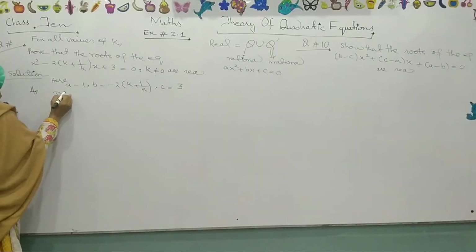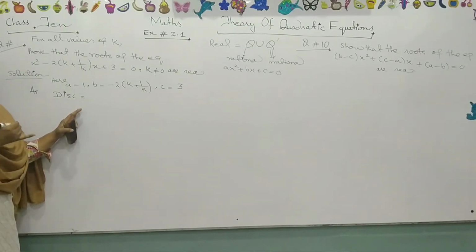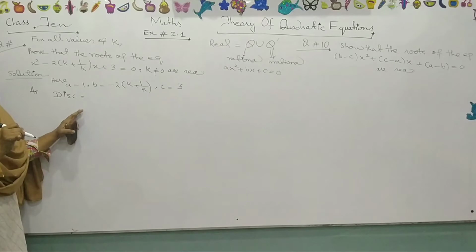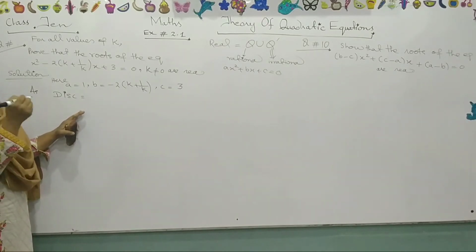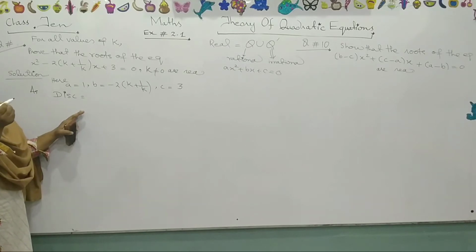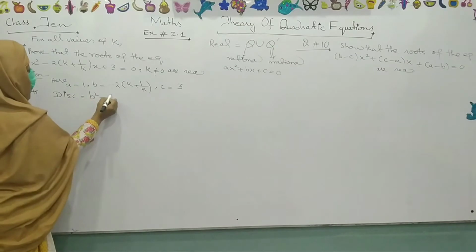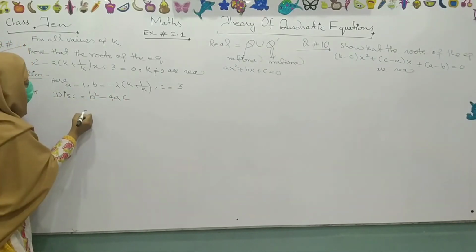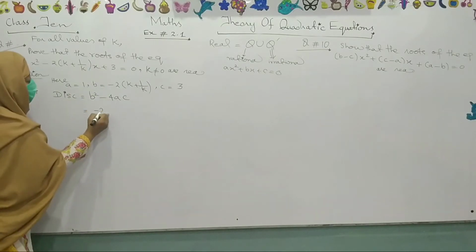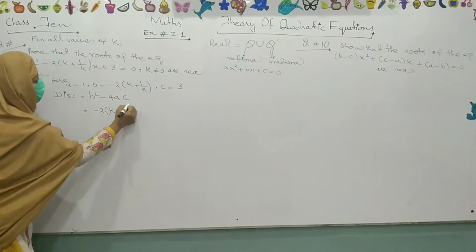Now, what is this? This is the discriminant. And what is the function of the discriminant? It tells us about the nature of the roots. Either the roots are rational, irrational, real, or equal, or complex. Now, in this case b square minus 4ac. Substitute the values. What is b? This one, minus 2 into k plus 1 over k, and I will take the whole square.